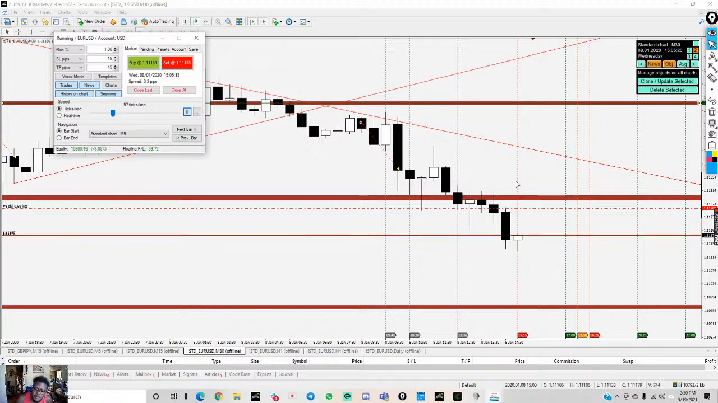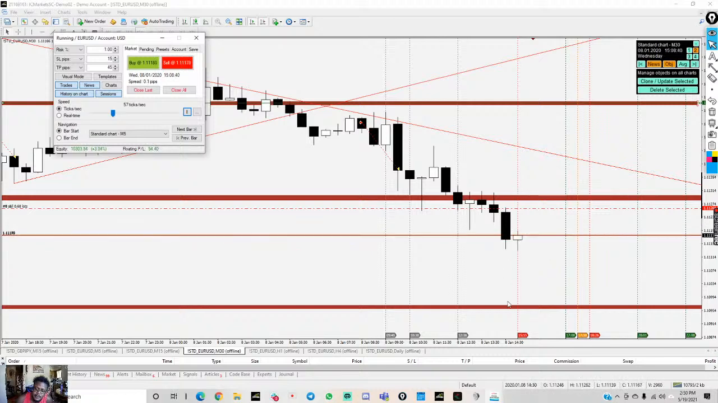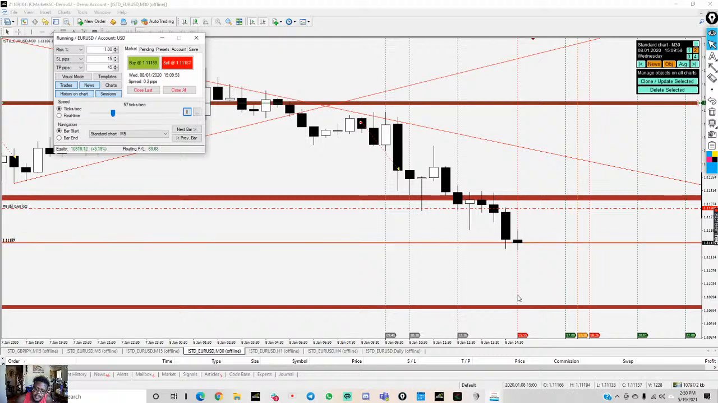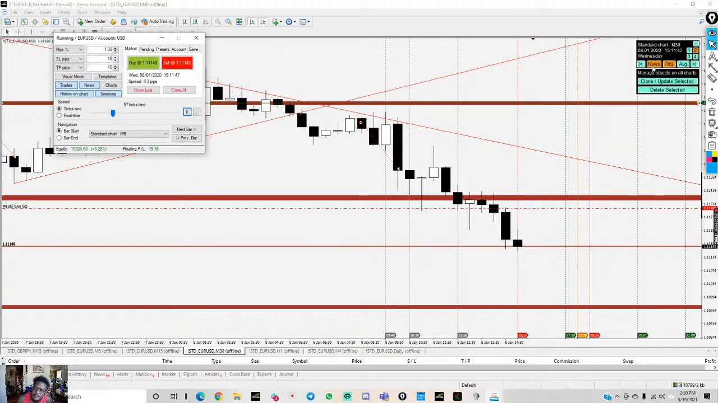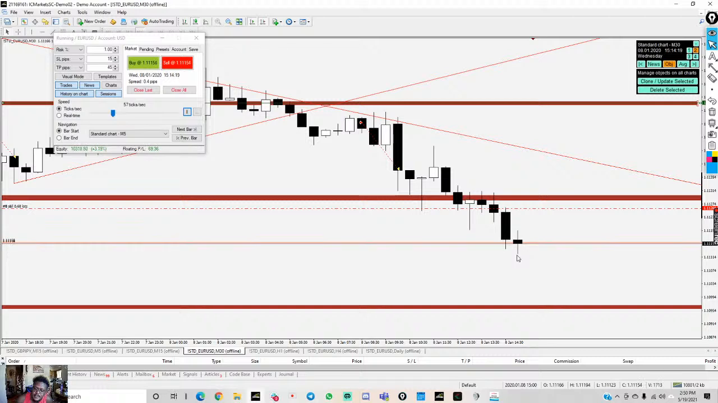So if we get stopped out, it is okay. We're still up for the week. But I'm just leaving it to run to see if we will get further downside. If not, then it is what it is. But let's see how it goes. I think if the low gets broken here, we should continue.